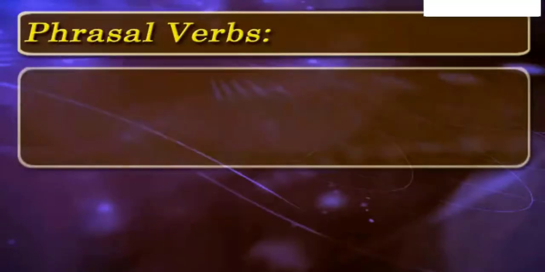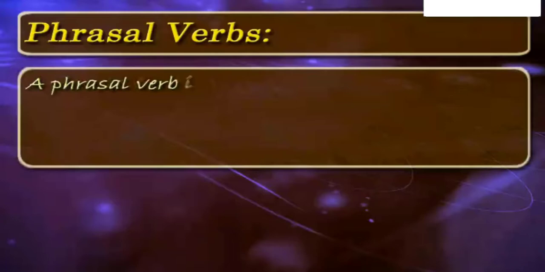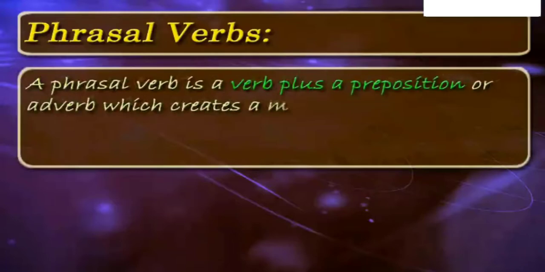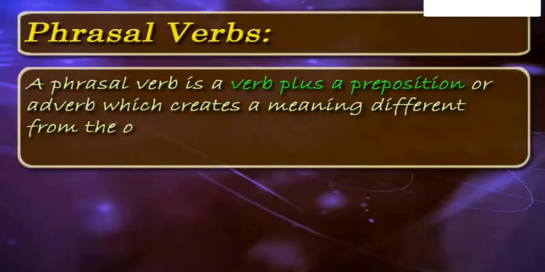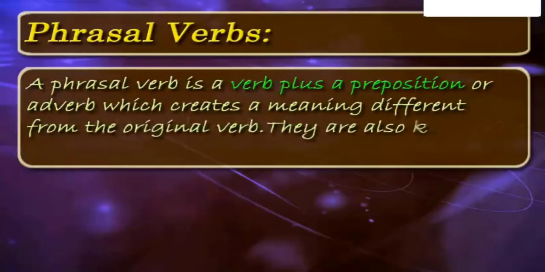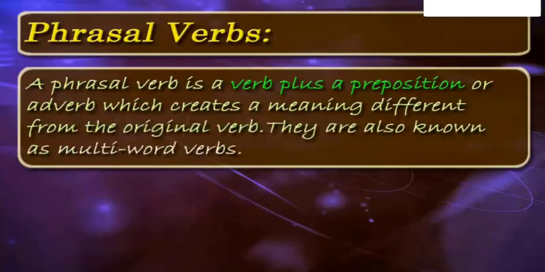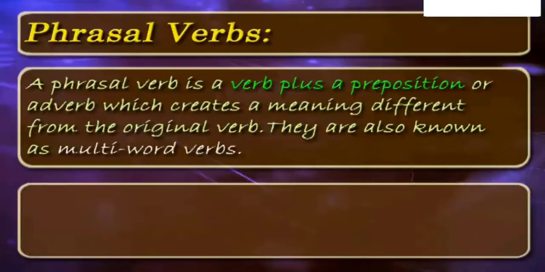In this module, let us learn about phrasal verbs. By definition, a phrasal verb is a verb plus a preposition or adverb which creates a different meaning from the original verb. They are also known as multi-word verbs. Hence, phrasal verb can be defined as a verb plus preposition or adverb which creates a meaning different from original verb. Let us take this example.